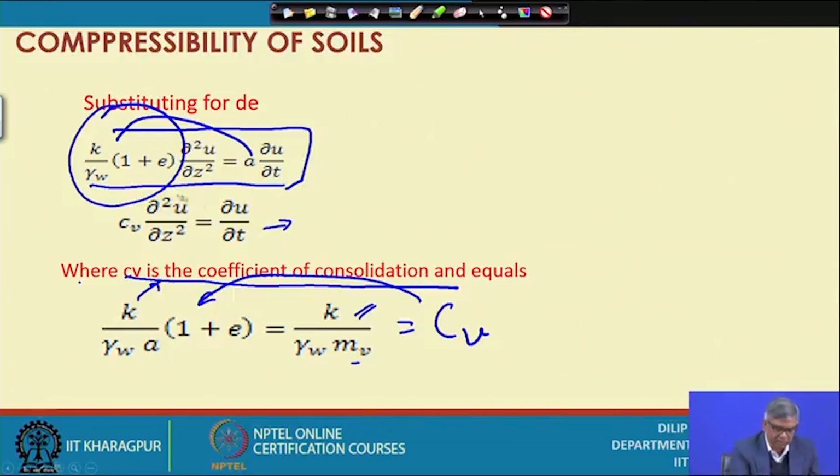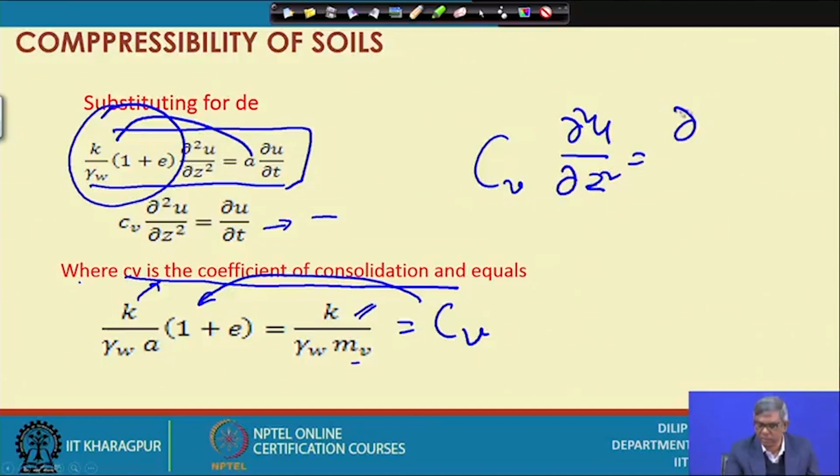So, the ultimate equation becomes Cv into del 2u by del z square equal to del u by del t. This is a particular form of mathematical equation, a partial differential equation, and this will have a standard solution. So, you can try to solve it for u.